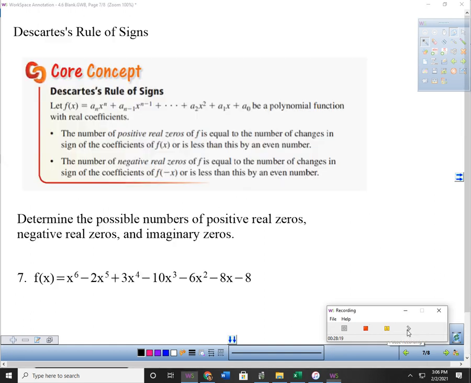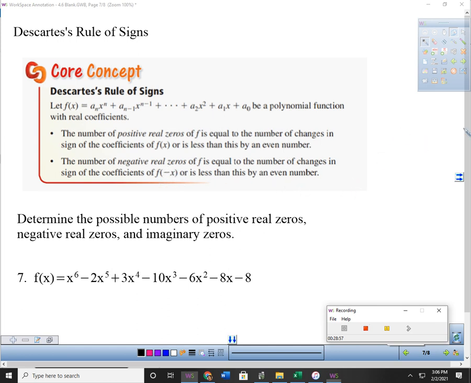All right, so let's talk about our number of positive real zeros and our number of negative real zeros. So we have a rule of signs, Descartes' rule of signs, where if we have a polynomial with real coefficients, the number of positive real zeros of f is equal to the number of changes in sign of the coefficients of our original function, or is less than that by an even number. We'll talk about that in a minute. And the number of negative real zeros is equal to the number of changes in sign of the coefficients of f of negative x, or is less than that by an even number.